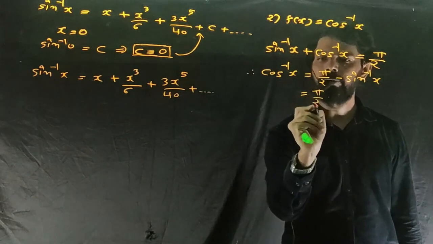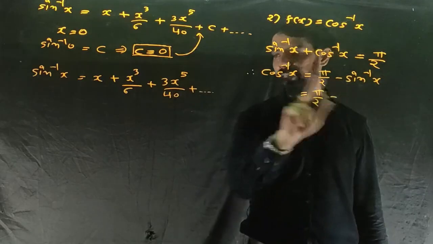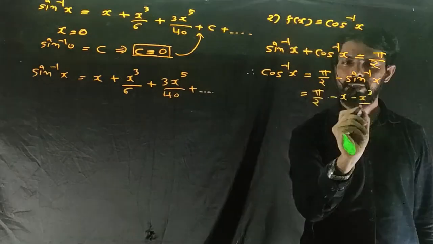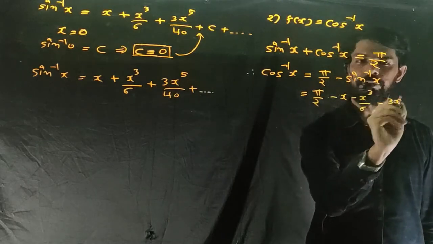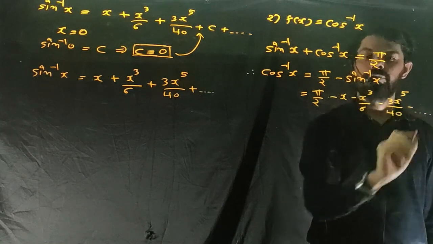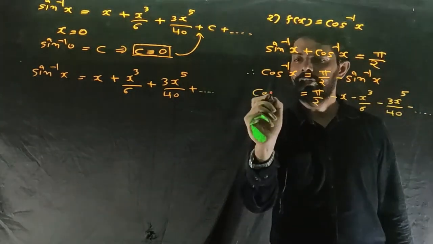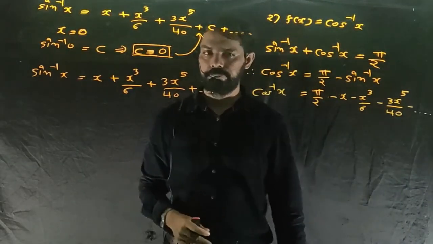So here it will be pi by 2 minus, now all terms will be negative because of this minus, so minus x cube by 6 minus 3x raised to 5 by 40 minus so on. So this is the Maclaurin series for cos inverse x.